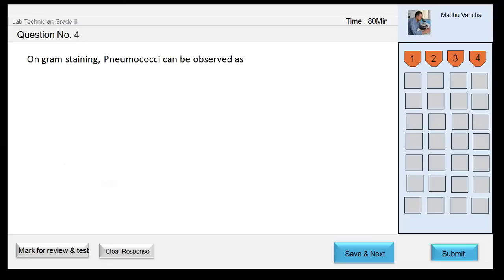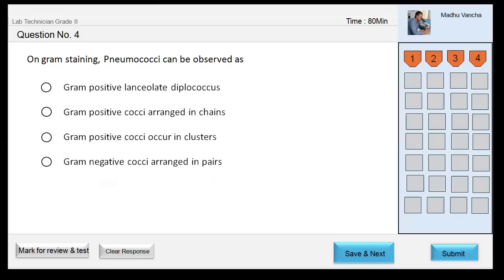Next question, on gram staining, pneumococci can be observed as option A, gram-positive lanceolate diplococcus. Option B, gram-positive cocci arranged in chains. Option C, gram-positive cocci occur in clusters. Option D, gram-negative cocci arranged in pairs. Here the right answer is option A, gram-positive lanceolate diplococcus.